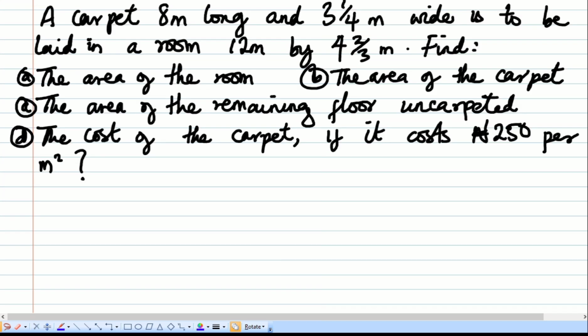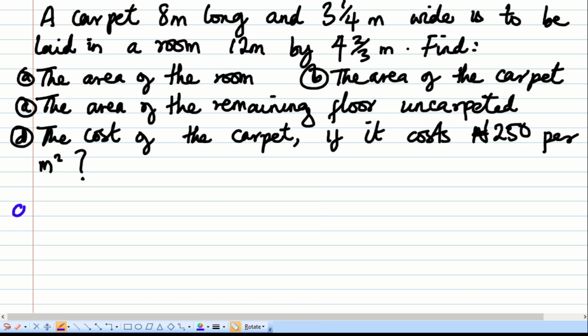All right, so look at this question now. It says a carpet 8 meter long and 3 whole number 1/4 meter wide is to be laid in a room 12 meter by 4 whole number 2/3 meter. Find A, the area of the room, B, the area of the carpet, C, the area of the remaining floor uncarpeted, and then D, the cost of the carpet if it costs 250 per meter square. So let's solve this question one after the other.